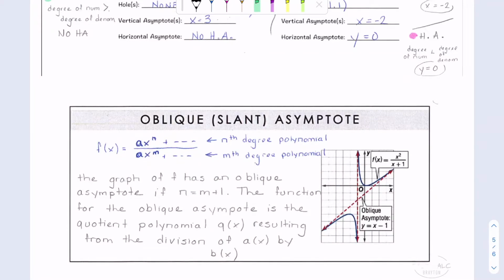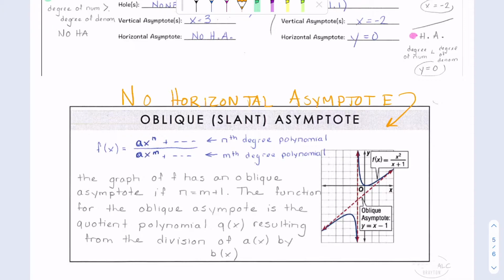Last, we need to talk about oblique asymptotes. And oblique asymptotes only occur when there is no horizontal asymptote. So when there's no horizontal asymptote, that means there will be an oblique asymptote, at least for the examples that we do.